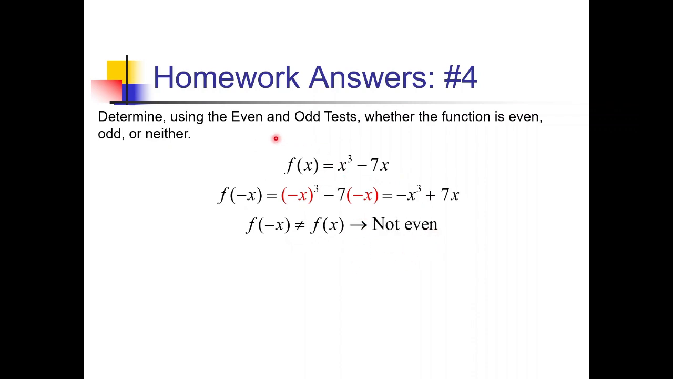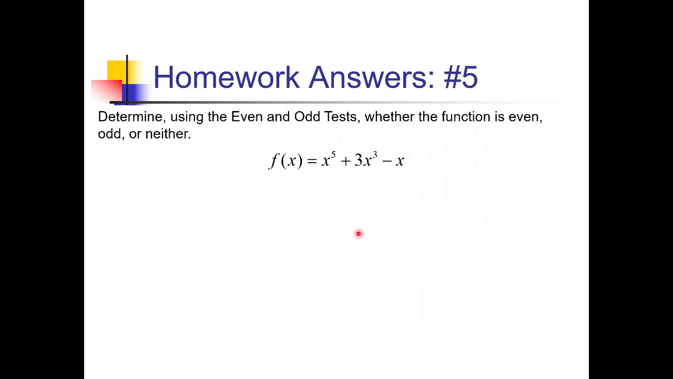Now let's do negative f of x and see if that matches up with what we already got for f of negative x. So negative f of x, we're essentially negating everything. That gives us negative x cubed plus 7x. And that does indeed match f of negative x. Since those two things are the same, that proves beyond a shadow of a doubt that this is an odd function.